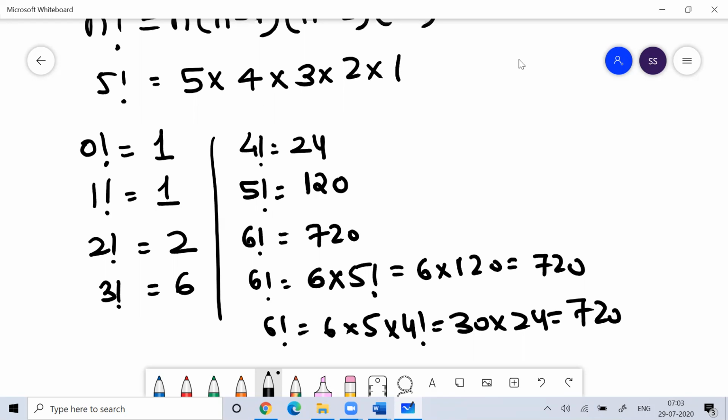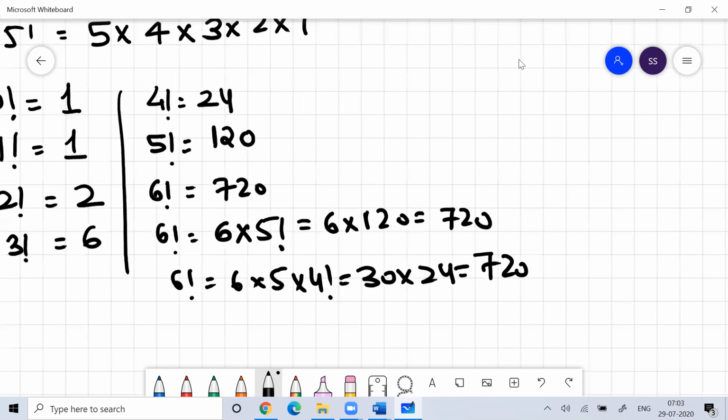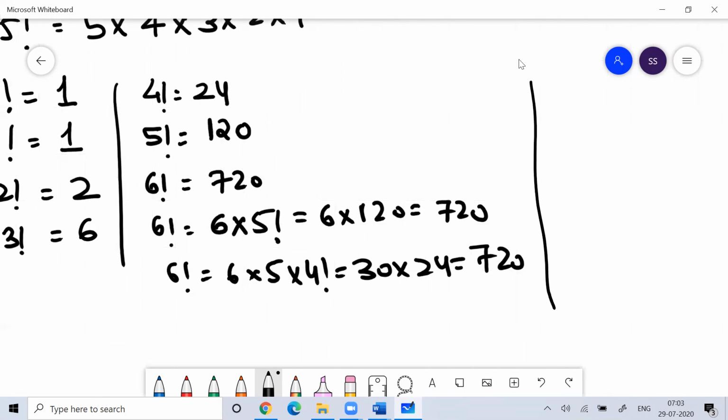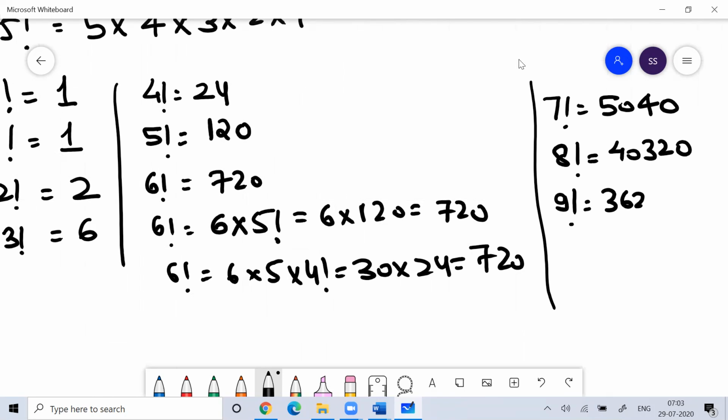So you have to remember these values. 7 factorial is 5040. 8 factorial is 40320. 9 factorial is 362880. 10 factorial would be 3628800, because you just multiply the last value by 10. So you have to remember these values.